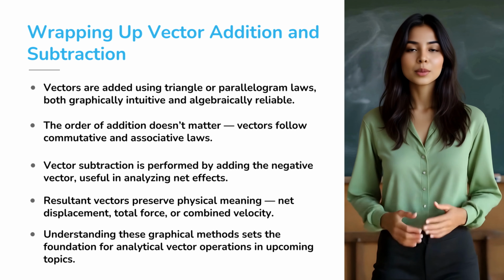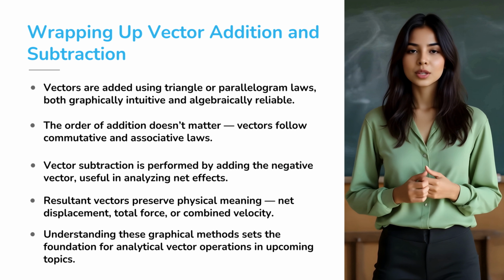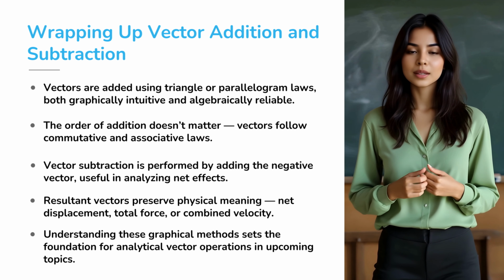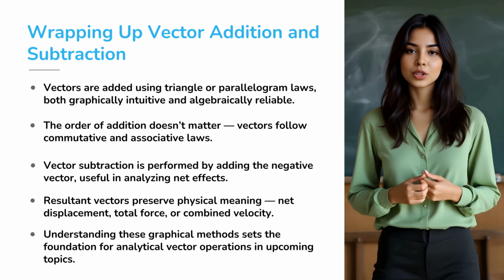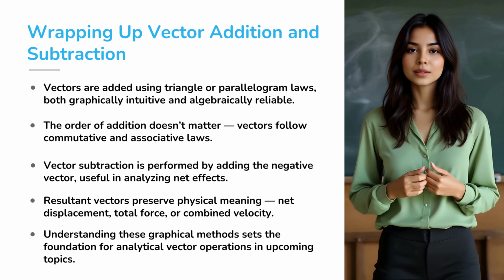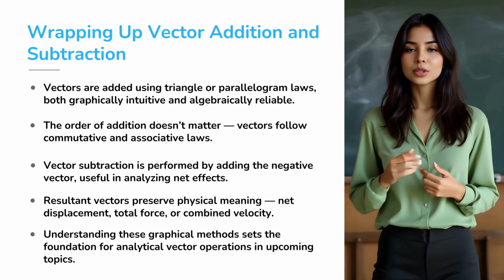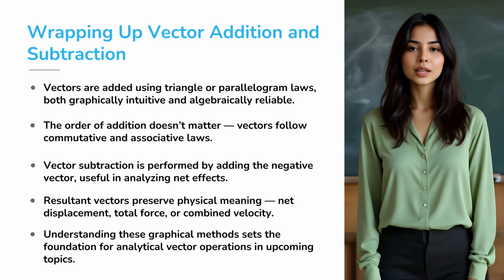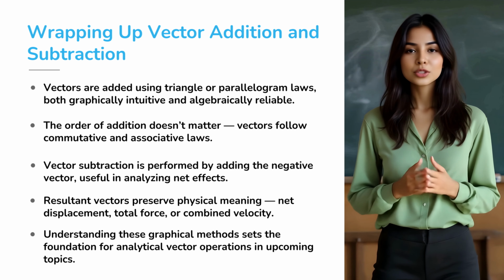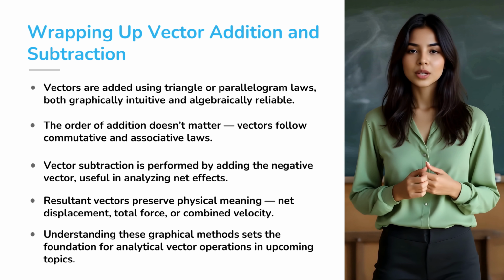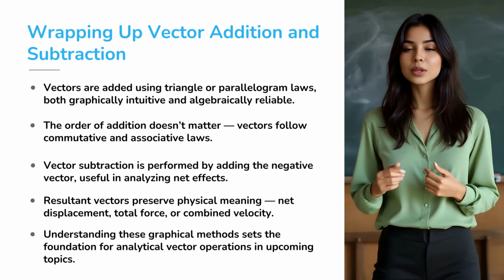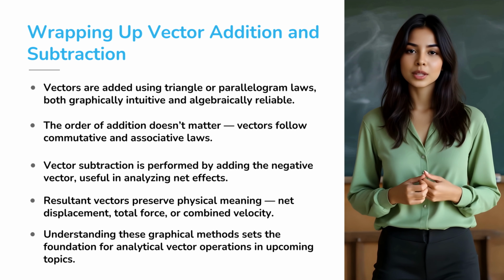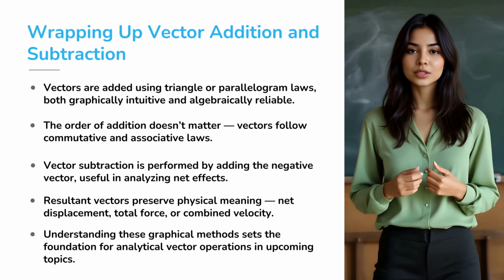Let's quickly recap what we've learned today. To combine vectors, whether forces, velocities, or displacements, we use graphical methods like the triangle and parallelogram laws. These methods consider both magnitude and direction, giving us an accurate resultant. We learned that vectors follow the commutative and associative laws, so the order and grouping of addition doesn't affect the outcome. For subtraction, we simply add the negative vector, helping us solve problems in opposing directions.